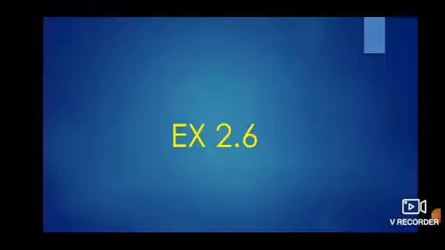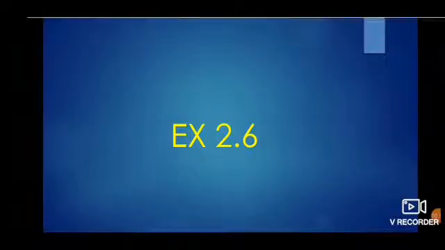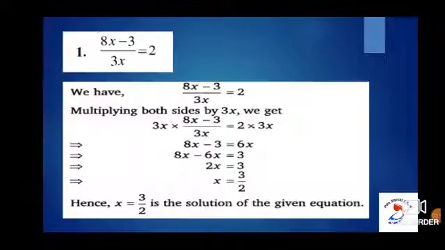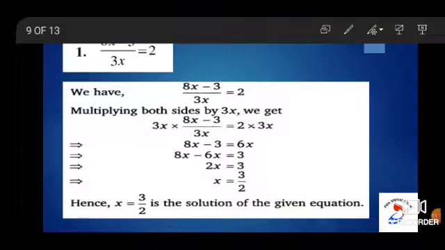Now this completes exercise 2.5. Now we are going to see the next exercise, that is exercise 2.6. In exercise 2.6, question number 1, it is (8x minus 3) by 3x is equal to 2. So this is by cross multiplication. Let us see how to solve the problems from this exercise.